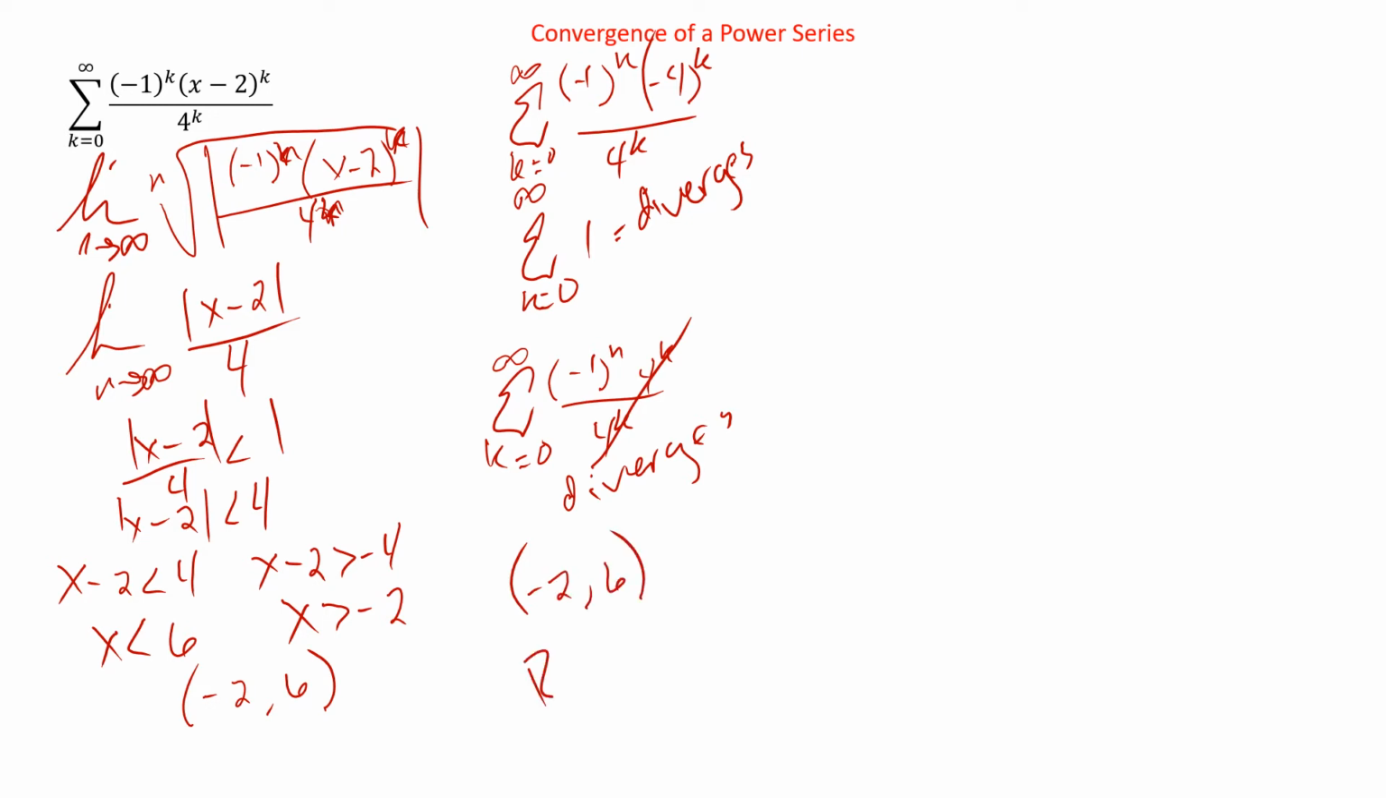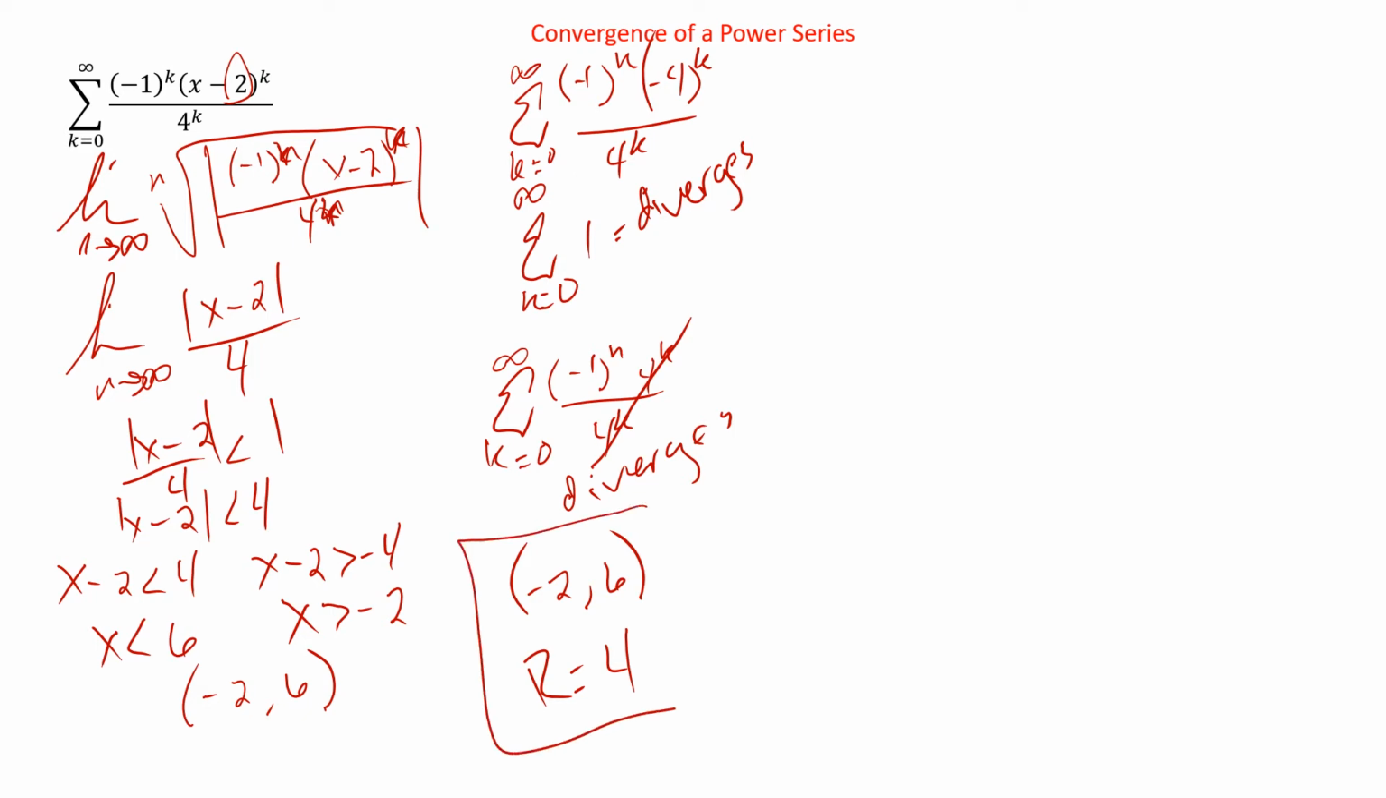the radius of convergence is going to be half of that. So 6 minus -2 is 8, divided by 2 is 4. Also, we're starting out at 2. 2 to 6 is 4. -2 to 2 is 4. Radius of convergence is 4.